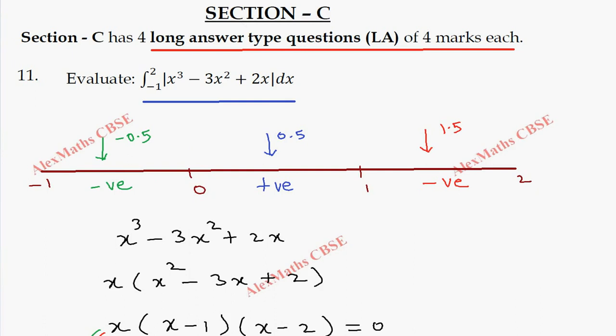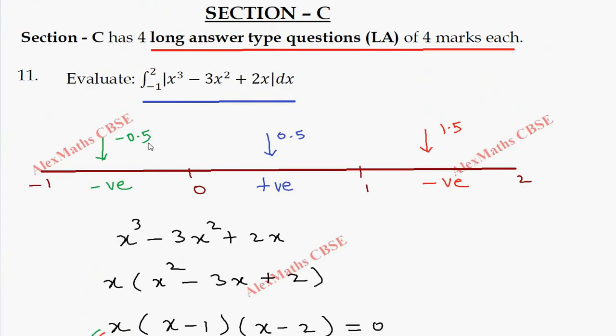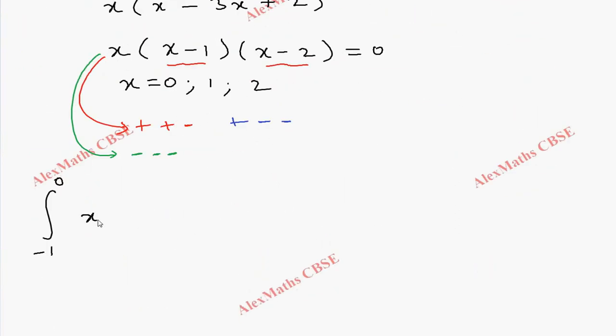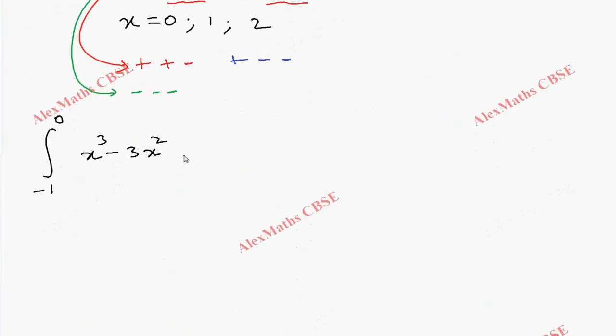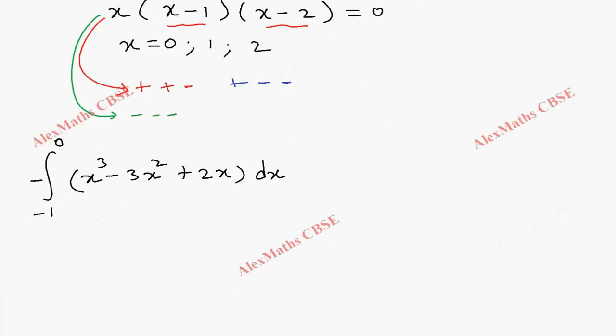So we are going to write this integration into three parts. The first part is from minus 1 to 0, and in this region it is negative. Instead of modulus I have to put minus sign. So x cube minus 3x square, and the last one is plus 2x. The total value is negative, then dx, and the second part is positive. So instead of modulus I have to take a positive sign.